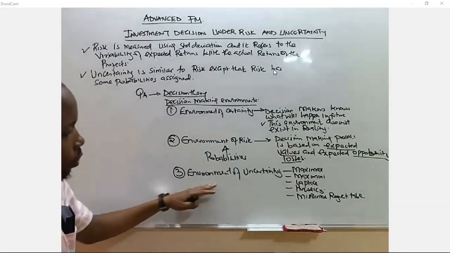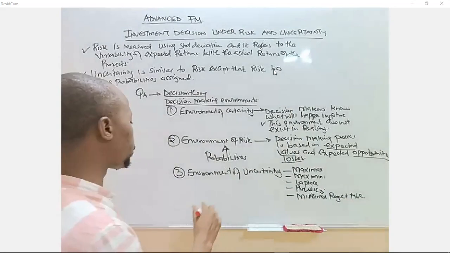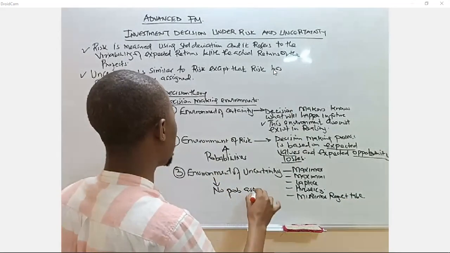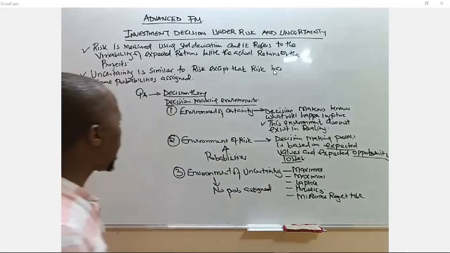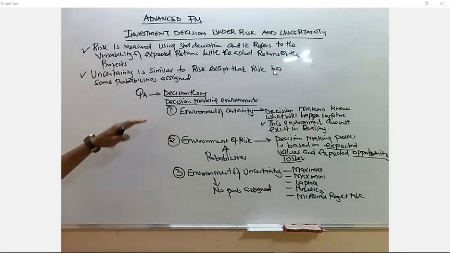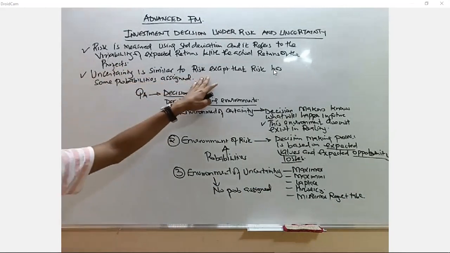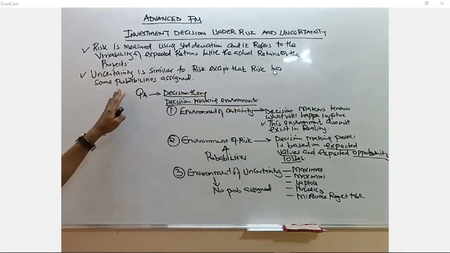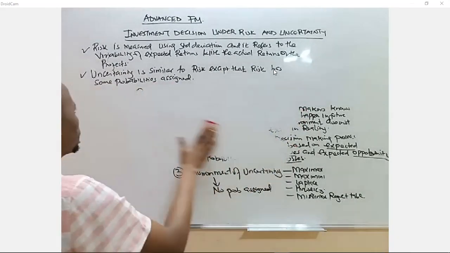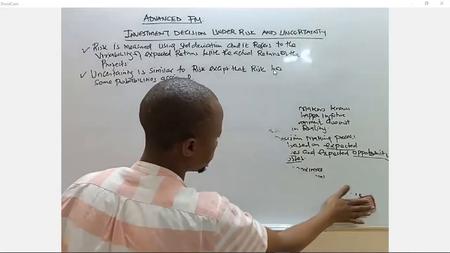So in this case, under the environment of uncertainty, no probabilities are assigned. That is why our statement here says uncertainty is basically similar to risk, except that risk has some probabilities assigned. That is why we have the differences between the two. So this was just for you to understand.